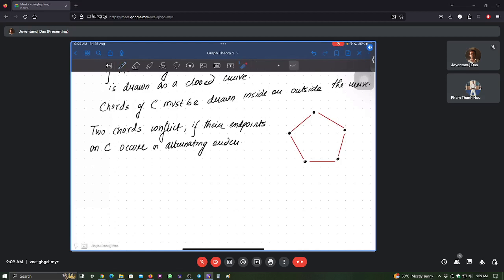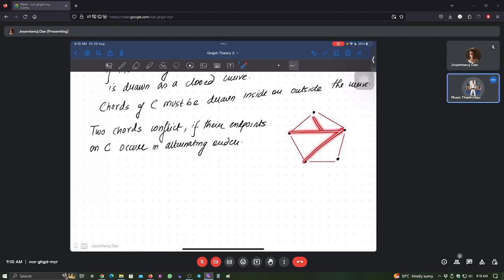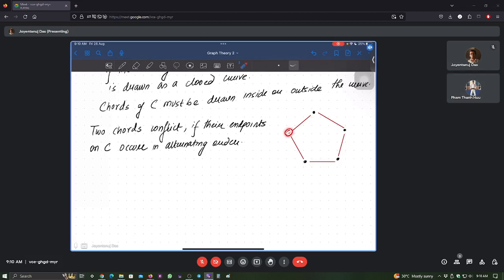So what are the endpoints of the chords here? What are the chords I have to draw? I have to draw this chord and this chord. All of these chords I have to draw because I have a K5. If their endpoints on C occur in alternating order. Alternating means the inside one should not be there. So if I have this, then I don't use these two; I use this one and this one. So these are the chords, and that's why alternating.